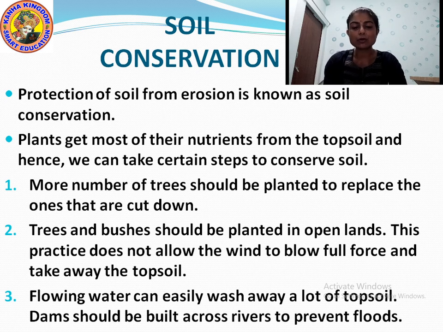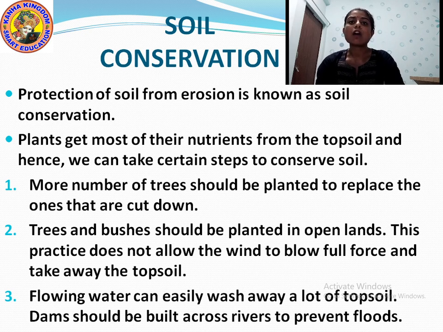When we grow many plants and bushes in the soil, in the open lands, then what happens? These plants do not allow the soil to blow easily by the action of wind, and do not allow the topsoil to erode easily. That is why we must grow trees and bushes in the open lands.